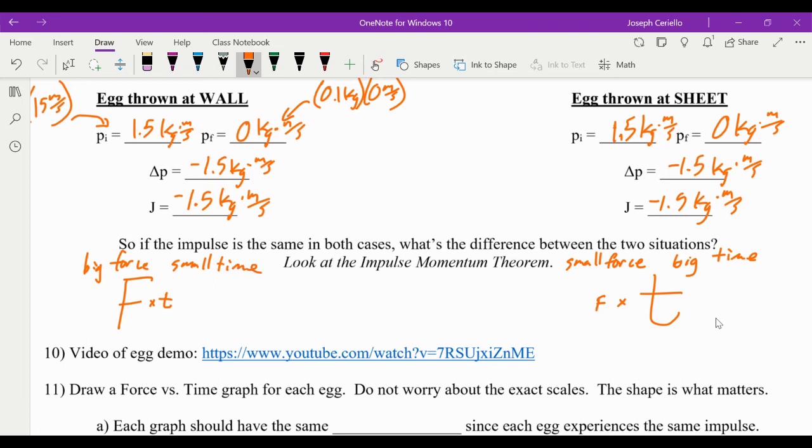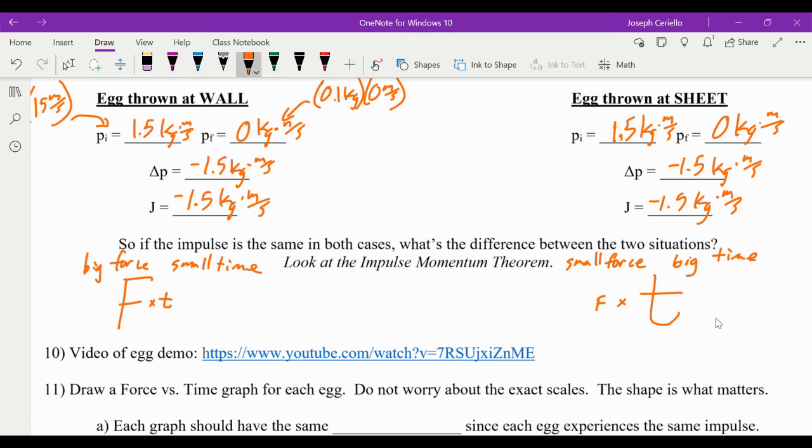Now, what would be an example of this? This would be like why we have airbags in cars. If you have an airbag, it stops you over a much bigger period of time than you would stop if you just hit the dashboard. You would stop almost instantly if you hit the dashboard. That would be small time, big force. But in the case of the airbag, it's a big time that you're stopping over. Therefore, it's much smaller force. Now, it's not a huge amount of time. It's still relatively small, but compared to the time it would take to stop if you hit the dashboard, it's much bigger.